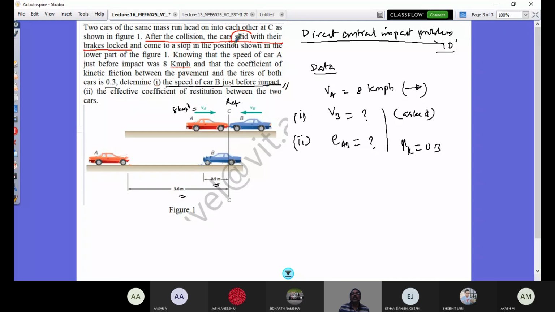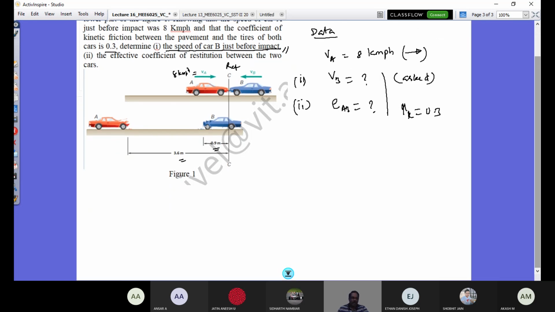You are not new to this word skid. Skidding is full brake lock and then it is sliding. That's how you should understand it. So now you are asked to find out, after the collision impact, what is the velocity of B and what is the coefficient of restitution. That's what is asked. So how can you solve this problem? Any idea? How can you solve this problem? So what all do we know?